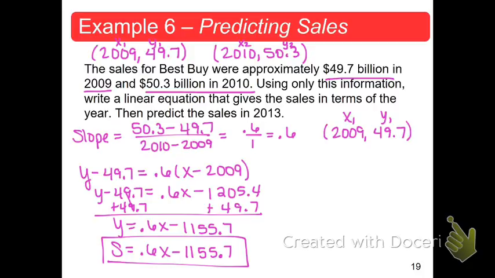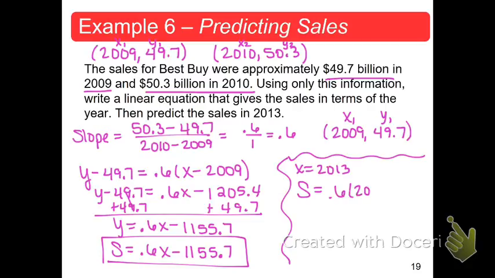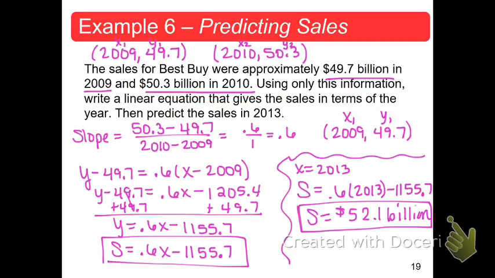Now, the next part tells us that we need to predict the sales for the year 2013. So that tells me then that x is 2013, so let's plug that in. So s equals 0.6 times 2013 minus the 1155.7. All right, so we can just plug that in our calculator, and let's find what our sales are predicted to be. All right, so I plugged it in, and I got 52.1. Don't forget to label it billion of dollars.